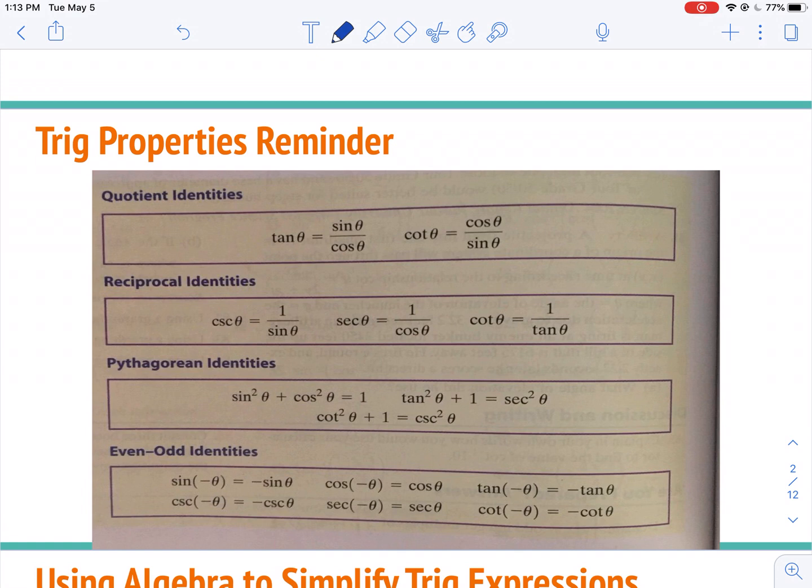Sine squared theta plus cosine squared theta is equal to 1, tangent squared theta plus 1 is equal to secant squared theta, cotangent squared theta plus 1 is equal to cosecant squared theta. The sine of negative theta is equal to negative sine theta, cosine of negative theta is equal to cosine theta, tangent of negative theta is equal to negative tangent of theta. Cosecant of negative theta is equal to negative cosecant of theta. Secant of negative theta is equal to positive secant of theta. And cotangent of negative theta is equal to negative cotangent of theta. So these are all of our trig properties, and we're going to start using them to simplify, etc.